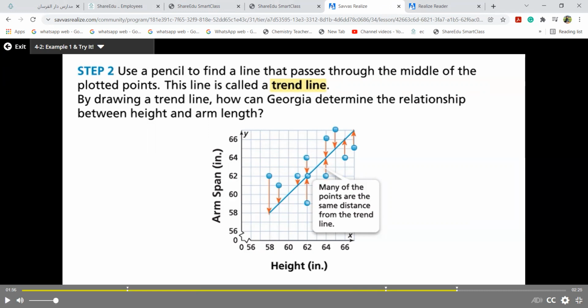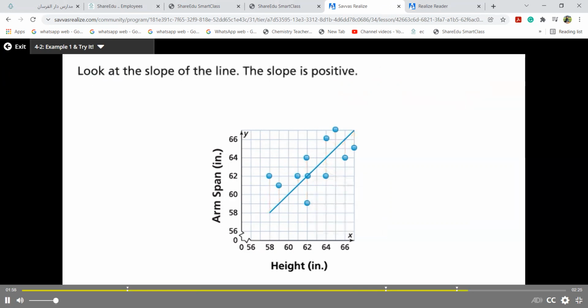Now, see, I told you, what did they do? Between the height and arm length, there are 2 points they drew in the middle and then made a straight line. And after making the straight line, Georgia discovered that most of the lines had the midpoints which are similar. Look at the slope of the line. The slope is positive.